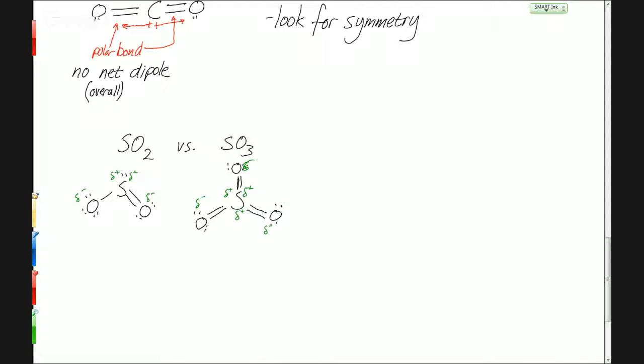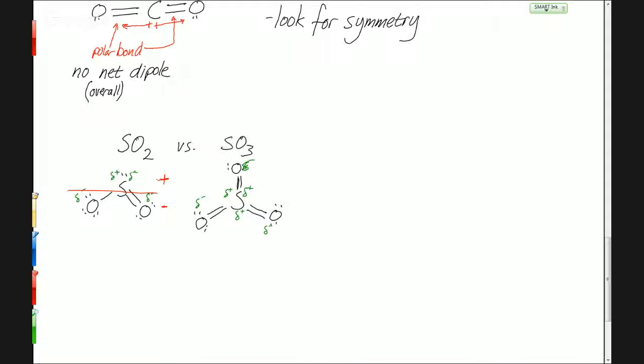For the overall molecules, SO2 is polar and SO3 is not. How do you figure? That's because of the symmetry. Yeah, exactly. So SO2 is polar and SO3 is not polar. And it's because of this same idea. SO2 we can kind of cut like that. And everything below that line is negative and everything above that line is positive. So it's got like a negative side and a positive side.